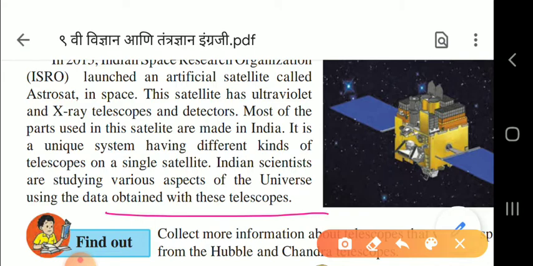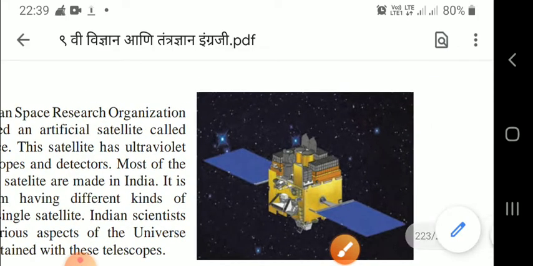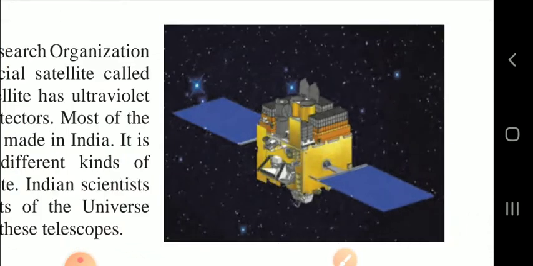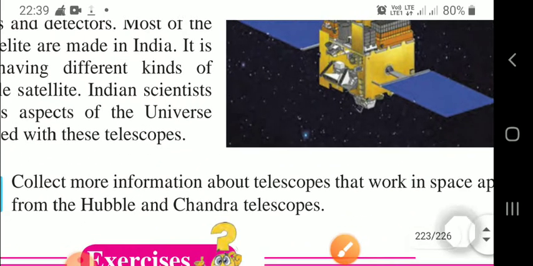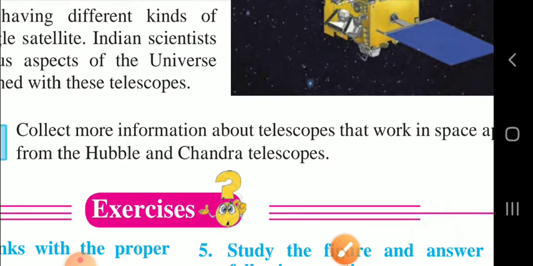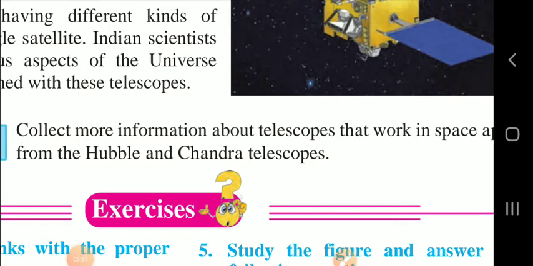We have finished this chapter here, but you have to study thoroughly each and every topic. Here you can see, children, how this astronaut is there, and how the picture is there. You can collect more information about telescopes and work in space regarding Hubble and Chandra's telescope, etc. So this topic is over here, children. Now this chapter is also over, children.